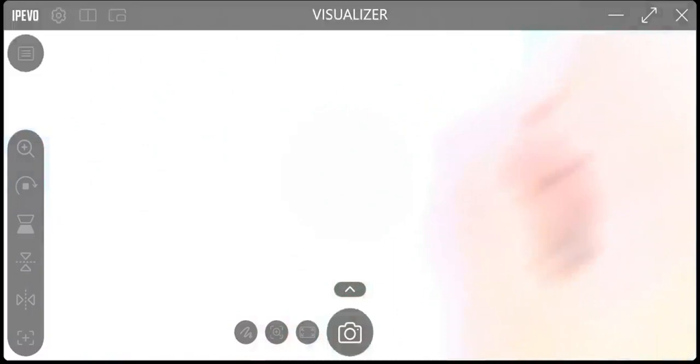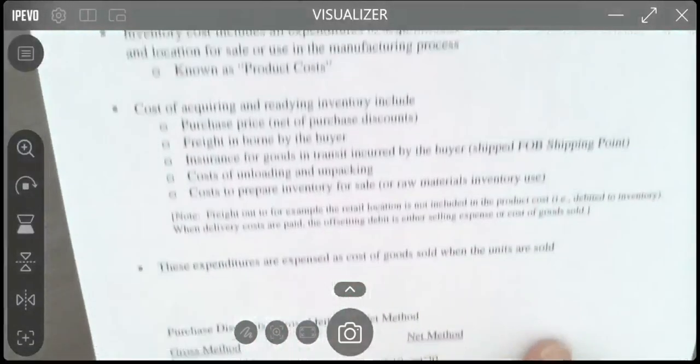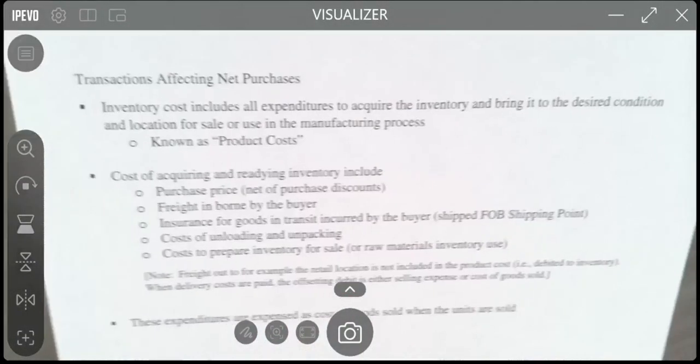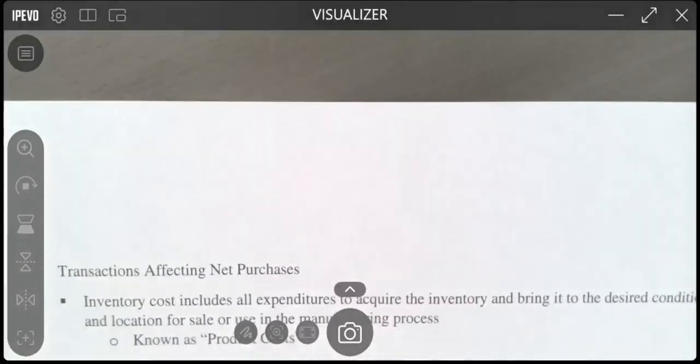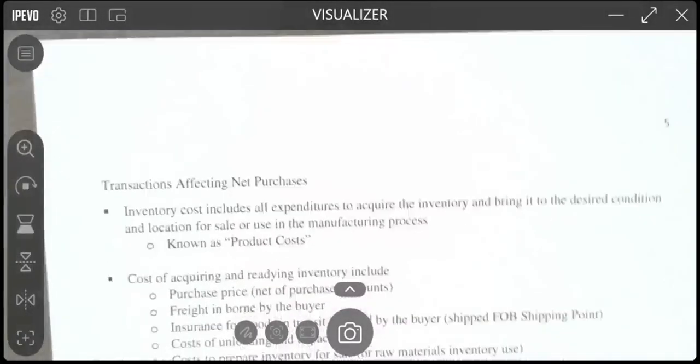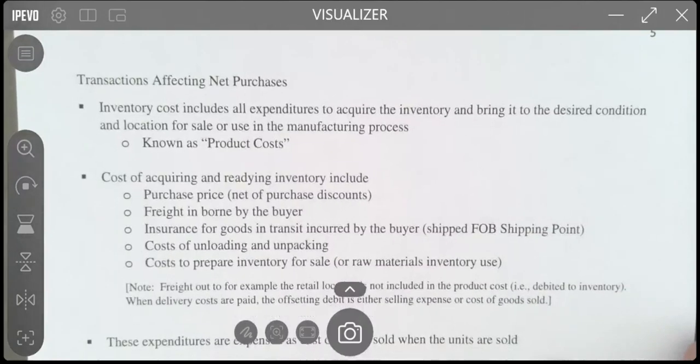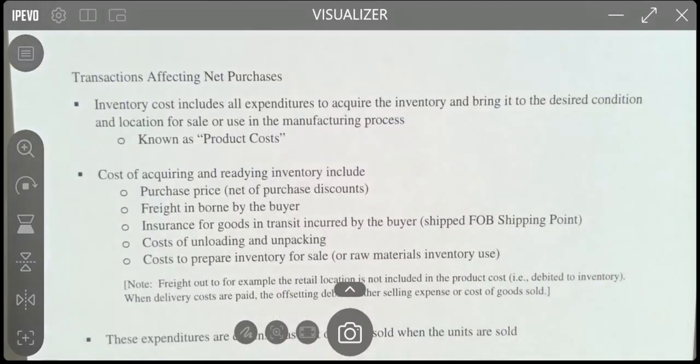There is also the transactions affecting the net purchases. You had a preview to this topic, actually, and I think you're gonna remember it a second. Inventory costs includes all expenditures to acquire the inventory and bring it to the desired condition and location for sale or use in the manufacturing process. This is known as the product costs.